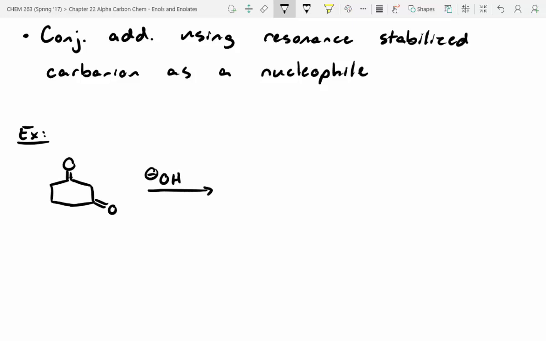Which alpha proton do you think is most acidic? The one in between. Yeah, the one in between. Okay, so the first step is to form our enolate.